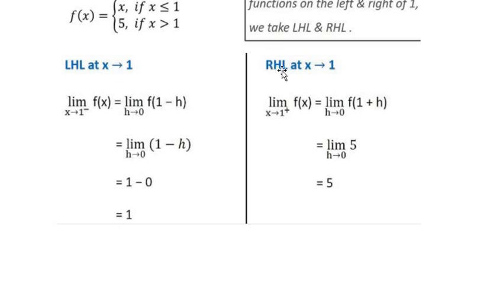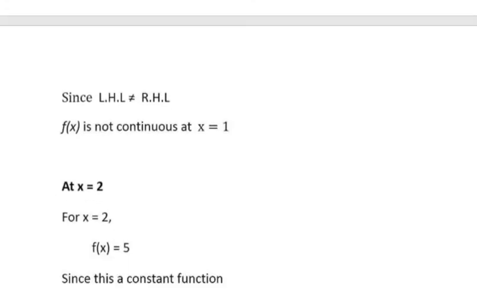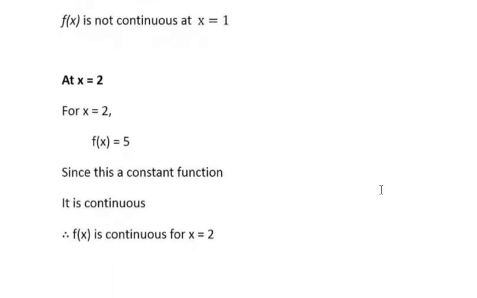Now when we are finding the right hand side limit, we consider the value of x slightly greater than 1, so we have to consider the next definition, that is 5. So they are not equal, therefore it is not continuous at x equals 1. When x is greater than 1, x equals 2 falls in that category. So the value is not going to change, f(x) equals 5, hence f(x) is continuous at x equals 2.